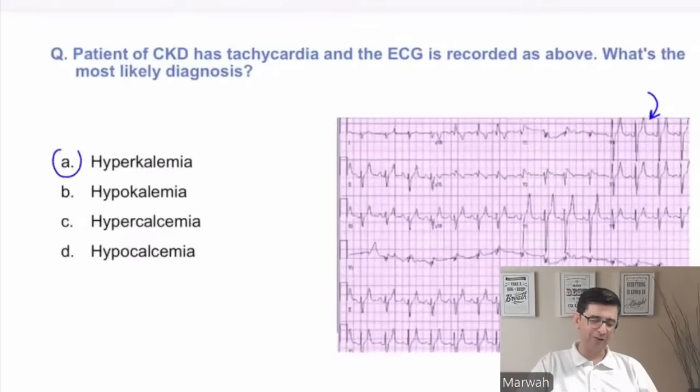Yeah. Okay. So if CKD is not given, I can still pick up those pointed T waves. If it is given, even then that doesn't change much as far as the question is concerned. I'll go by the ECG findings if the CKD word is not given in the question.